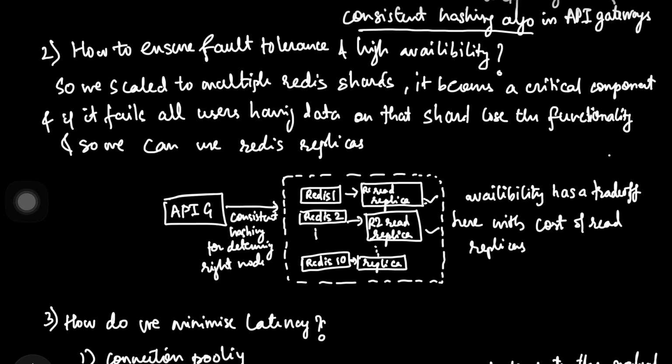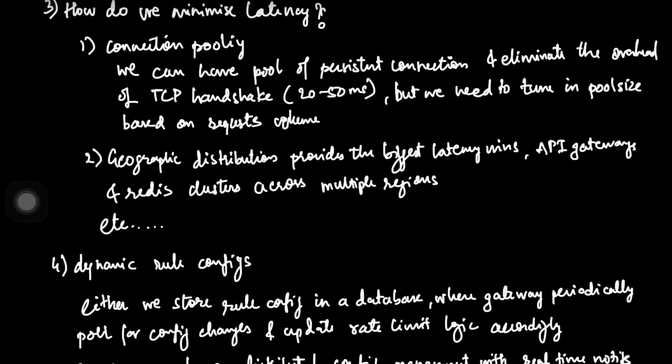But as with everything in system design, there is no free lunch. High availability here comes with the cost of read replicas. We are essentially doubling our infrastructure to ensure that a 0.1% chance of failure doesn't break the system. For a platform with 100 million daily users, that's a trade-off we are more than willing to make. And this will solve our fault tolerance and high availability issue as well.